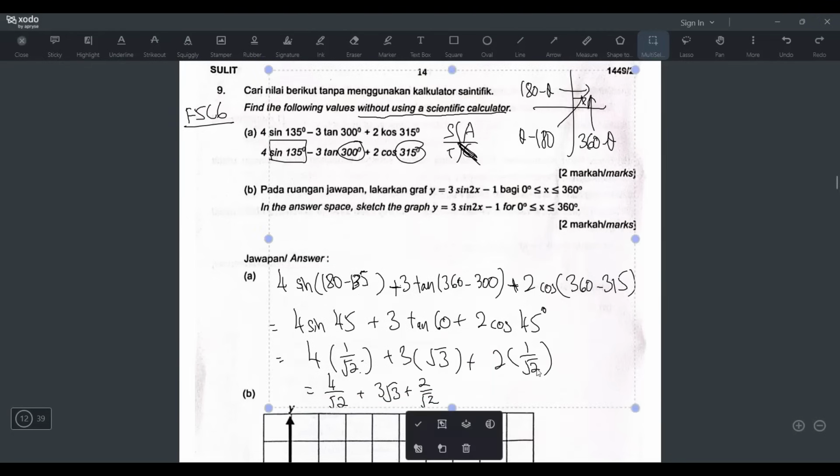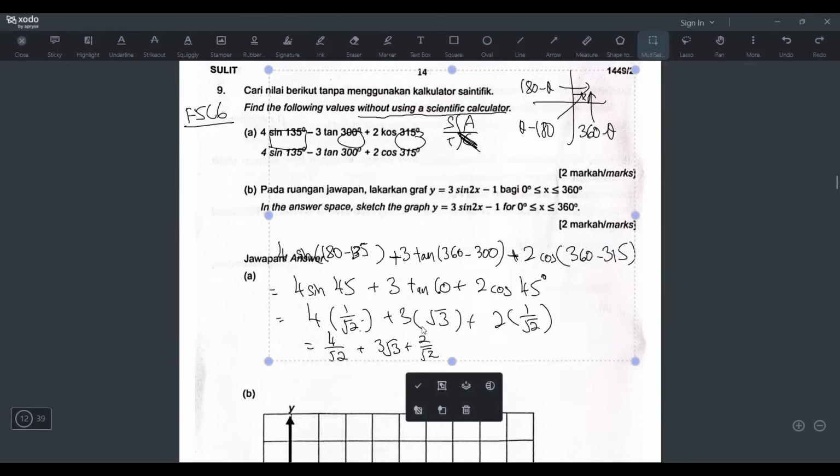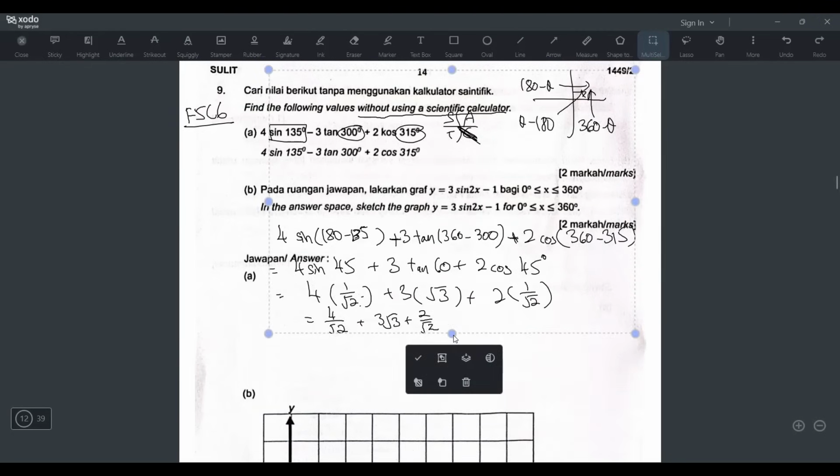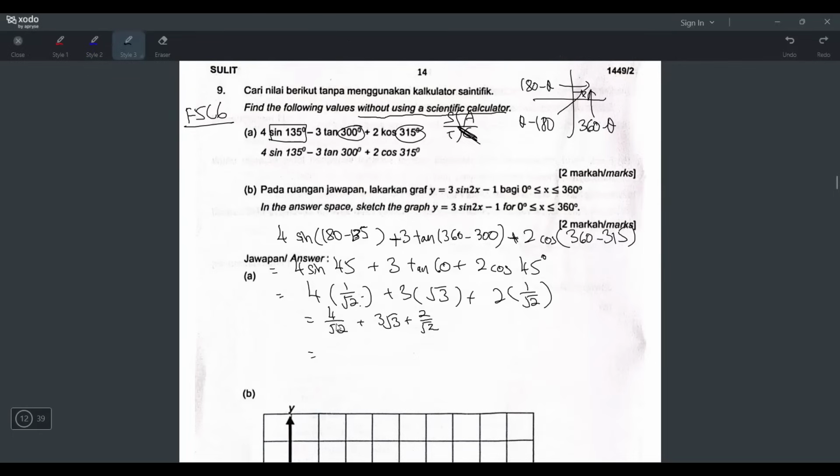Kita boleh gabung dia supaya dia jadi single fraction. So if you notice here, 4 over root 2 plus 2 over root 2, dia boleh jadi 6 over root 2. Ya, because pecahan dengan pecahan kan, and then dia punya bawah sudah sama mah. Same denominator, so you can take atas tambah atas, and then plus with 3 root 3. Okay, this is your final answer.